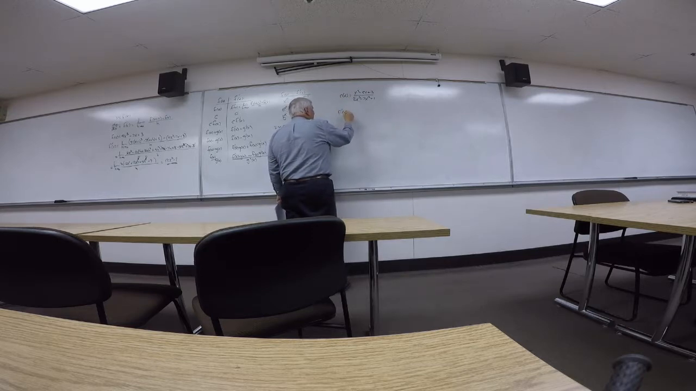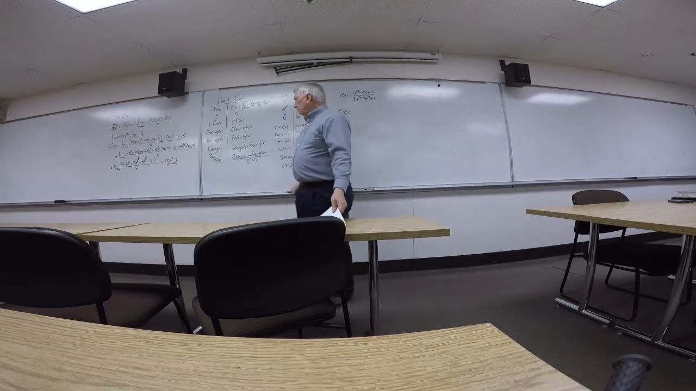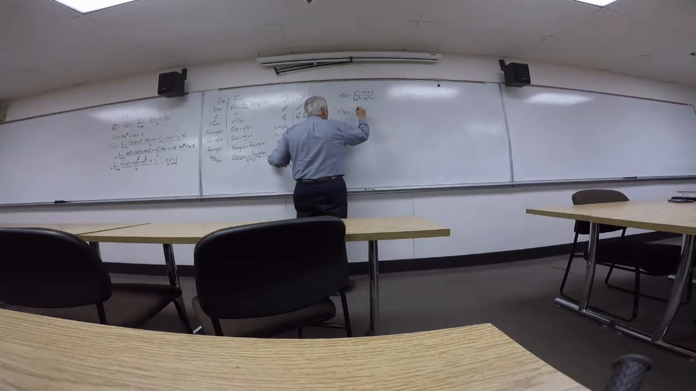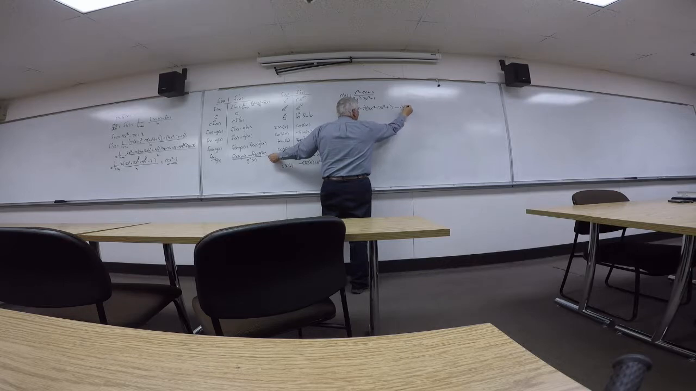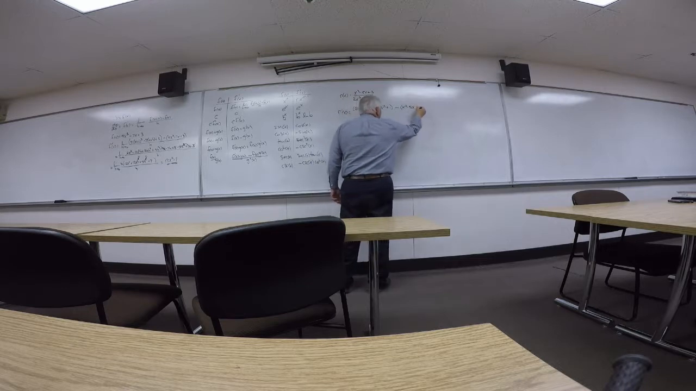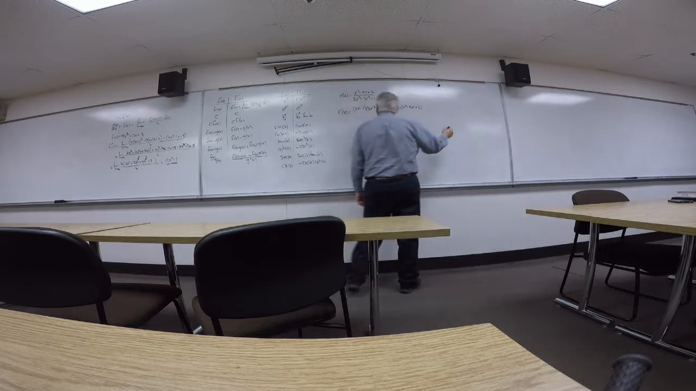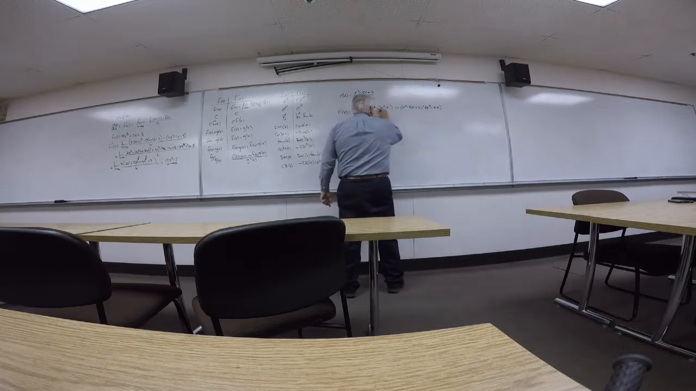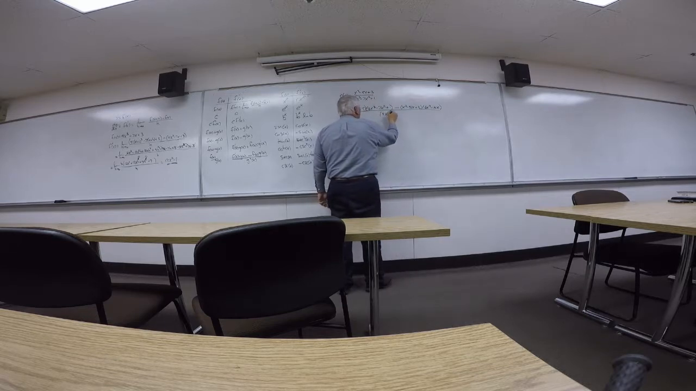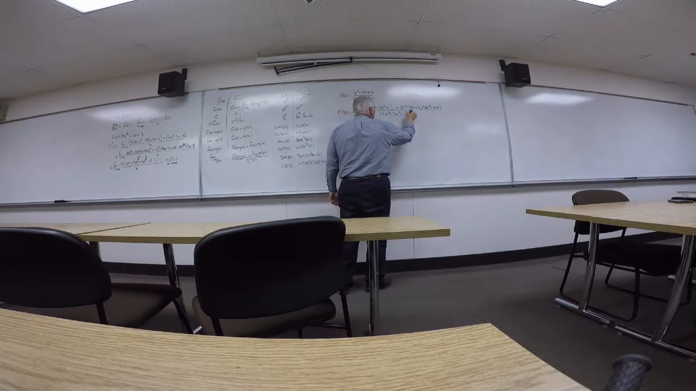So R prime of x is, by the quotient rule, the derivative of the numerator, 2x minus 5, times the denominator, 2x cubed minus 7x squared plus 1, subtract the numerator, x squared minus 5x plus 3, times the derivative of the denominator, 6x squared minus 14x, all divided by 2x cubed minus 7x squared plus 1, quantity squared.